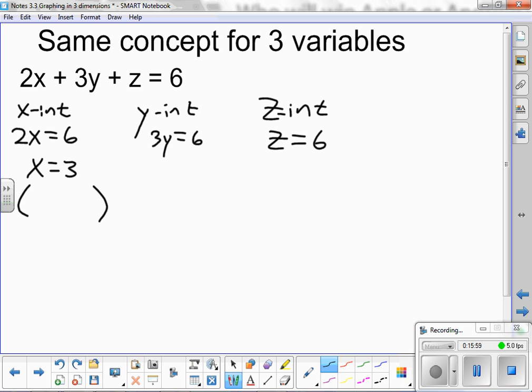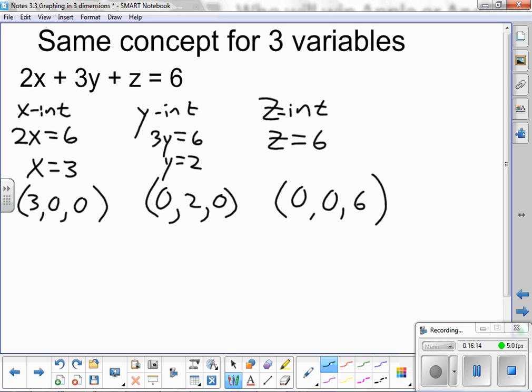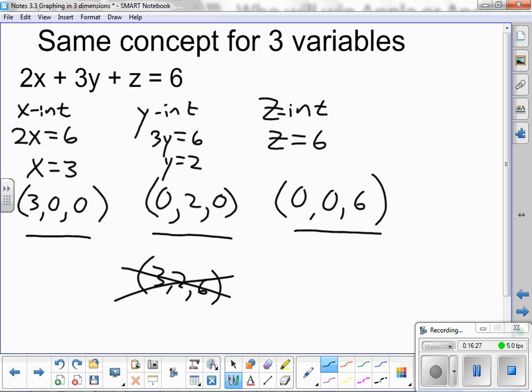This point is an ordered triple. x is 3, y was 0, z was 0. Oops. y equals 2, x is 0, y is 2, z is 0. And z equals 6 is already solved out, so that's going to be (0, 0, 6). So notice we have 3 points here. This is our first point, second point, and third point. You do not, I repeat, if you put (3, 2, 6) and then plot that point like we just learned how, you are incorrect. Warning, warning, do not do, stop, please, or I'll throw my shoe at you. Hey, that rhymed. Okay.